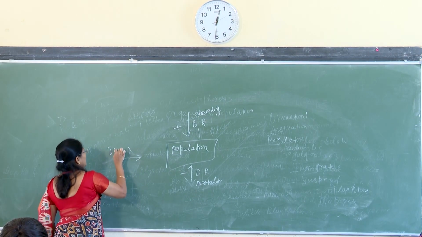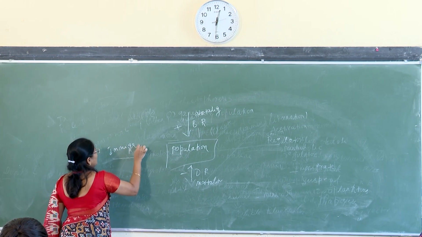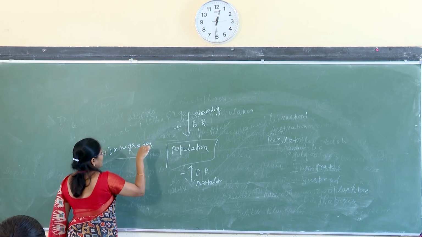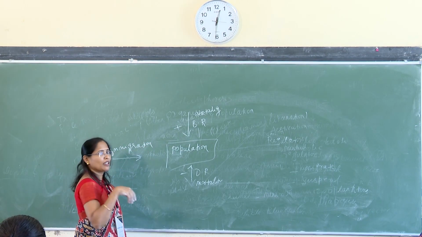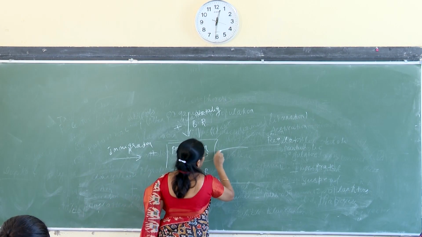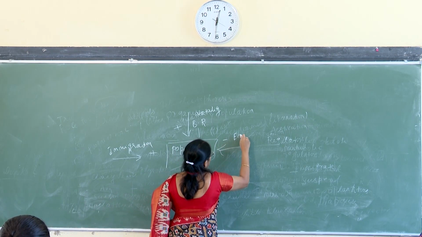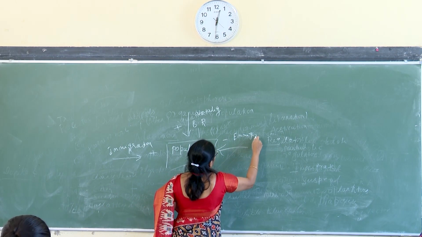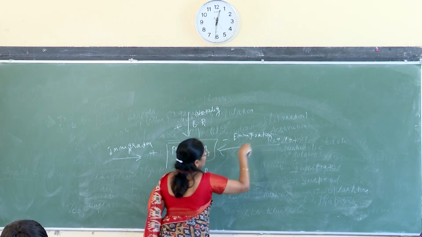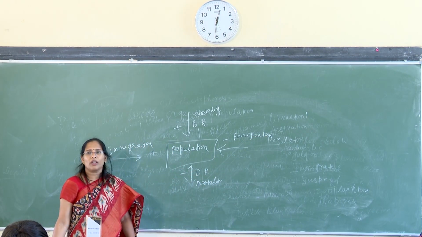So when you say immigration, is it addition or deletion? Immigration is addition. Whereas emigration is your deletion. Got it now? And they would have also told you how to calculate.